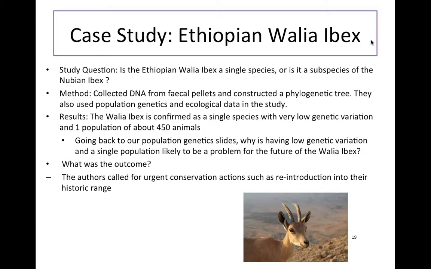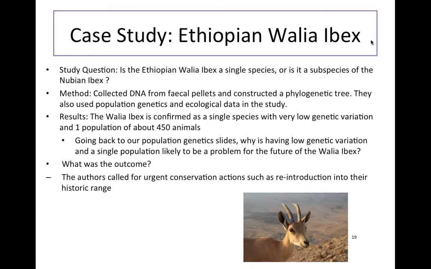So they collected DNA from fecal pellets and constructed a phylogenetic tree. They also used population genetics and ecological data in the study. So the results were back. The Walia ibex is confirmed as a single species with very low genetic variation and one population of about 450 animals, which is very low.